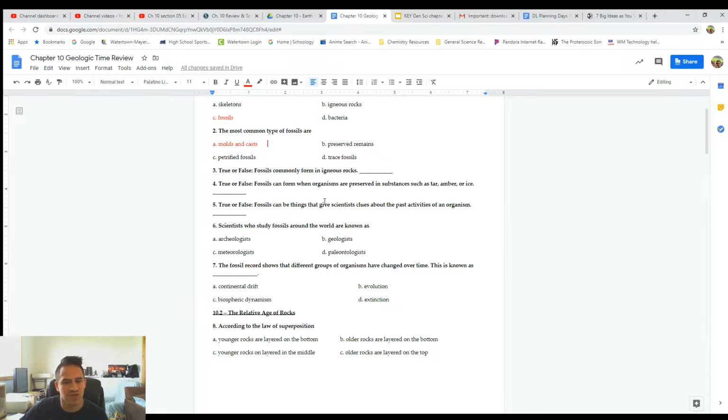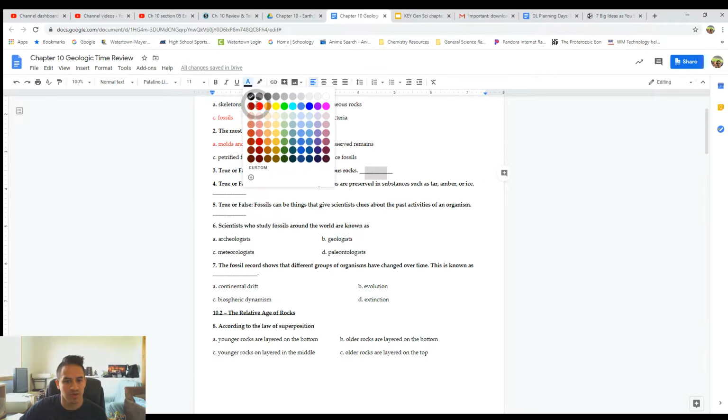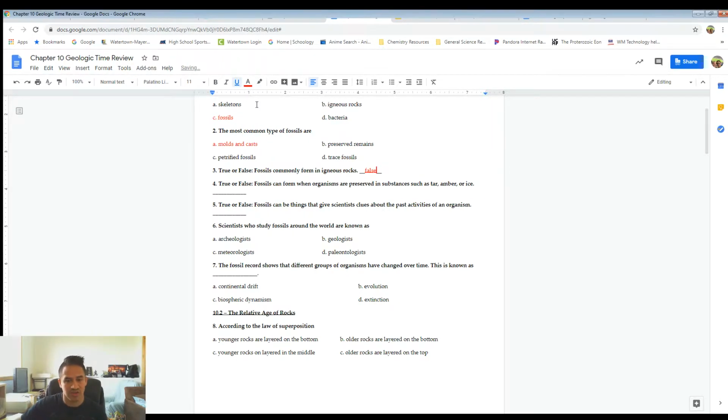Number three, true or false, fossils commonly form in igneous rocks. That is false. Remember that most fossils form in sedimentary rocks. Igneous rocks basically come from magma and lava. So most organisms are not going to form fossils in those types of rocks because those rocks will just destroy the organism, right? They're hot. They'll just incinerate it. So sedimentary rocks are primarily where we find fossils.